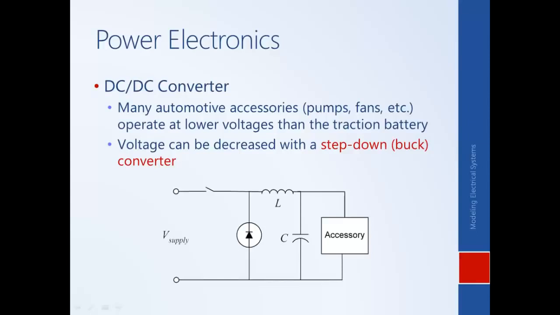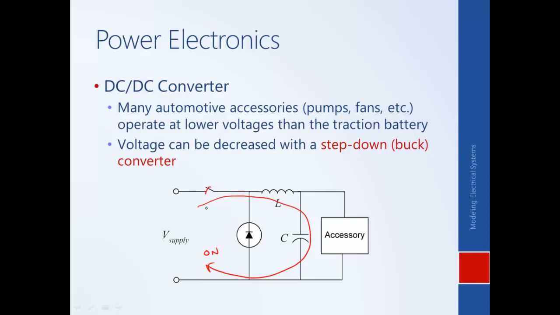The way that this converter roughly works is that, again, we have a similar structure with a switch. You close the switch. When you do that, this diode is reverse biased, so current is unable to flow that direction. So the current flows through the outer loop through the accessory. This is the on state. Energy is being stored in this inductor.